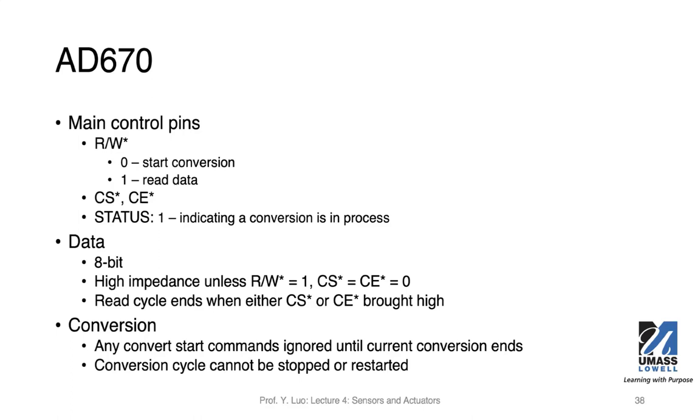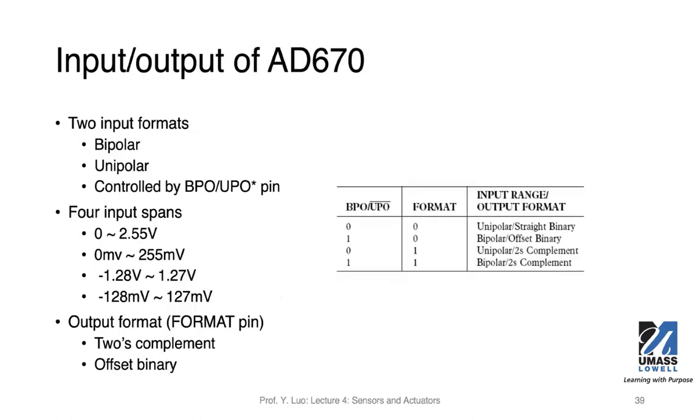Conversion will start when you assert a one on the RW pin. And when the conversion starts, any other start command will be ignored. The conversion cycle cannot be stopped or restarted. One interesting feature about this ADC is you can choose the input format and also output format.